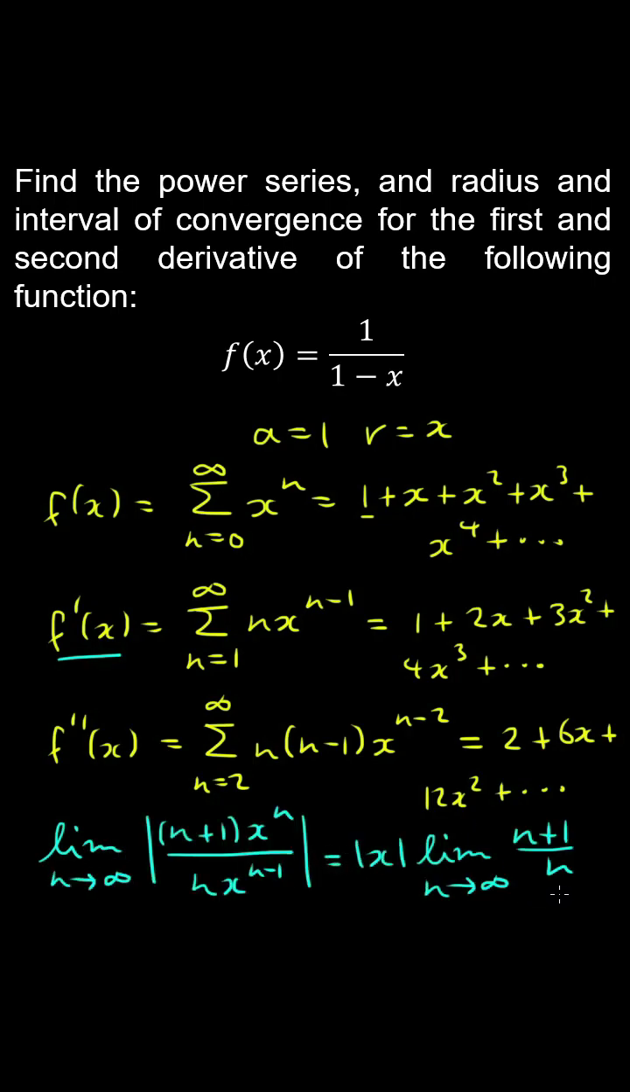And the limit evaluates to 1. So the derivative converges when the absolute value of x is less than 1. And therefore, the radius of convergence is 1. And the interval of convergence is open from minus 1 to 1. And if you follow the same steps for the second derivative, you should obtain the same result.